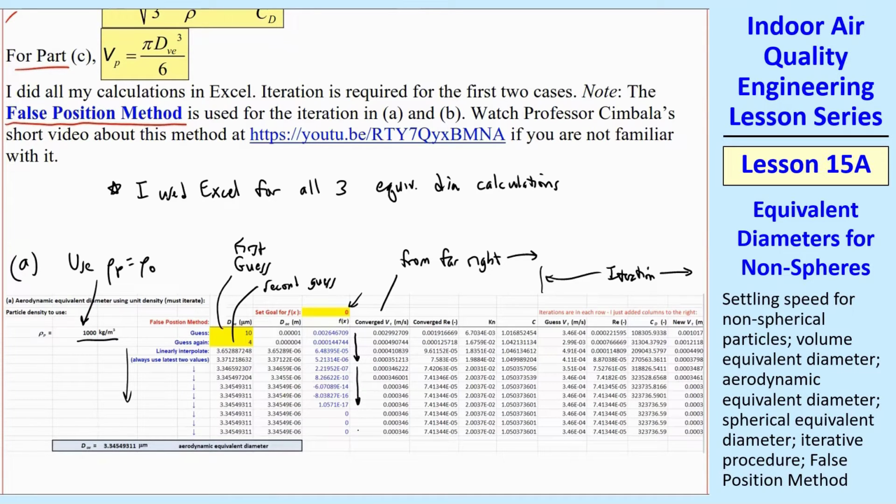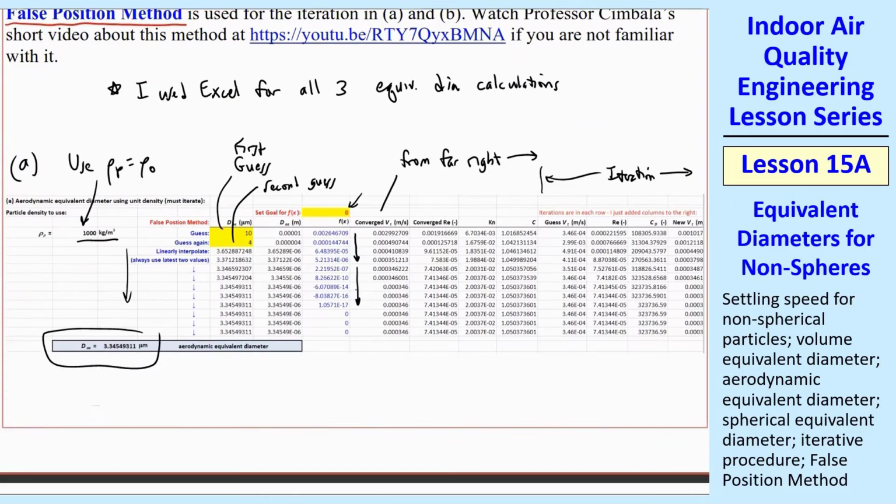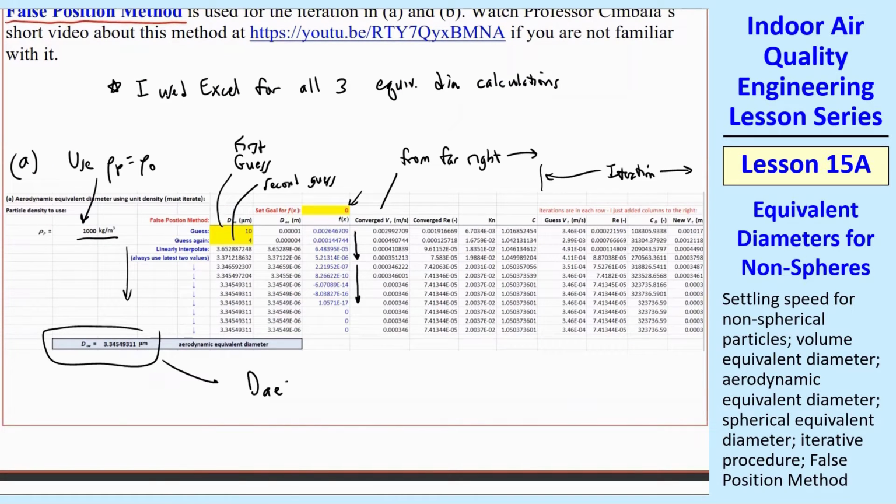In fact, you can get it to be machine 0. This is 10 to the negative 17th and then actually 0. And so you get your final answer. So this answer is DAE equal 3.35 microns. By the way, I copied this whole iteration scheme from the previous Excel spreadsheet where I'm guessing VT, finding Reynolds number, CD and a new VT, and this continues to the right.